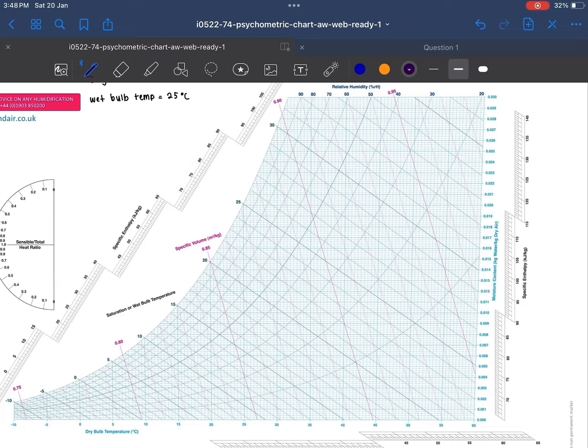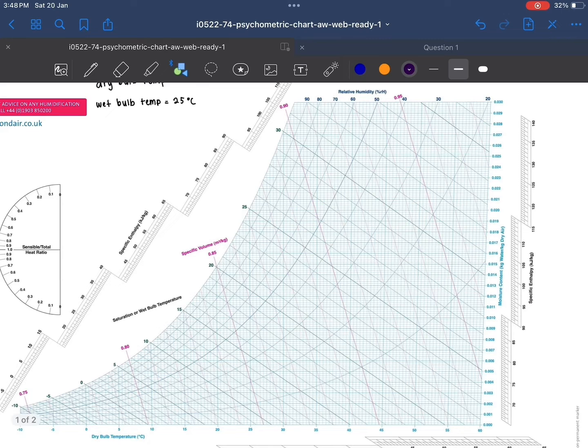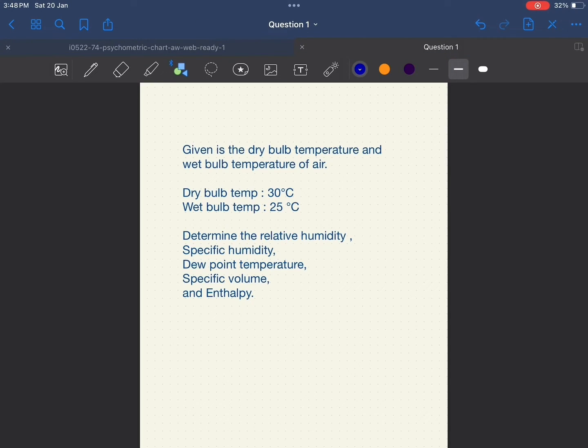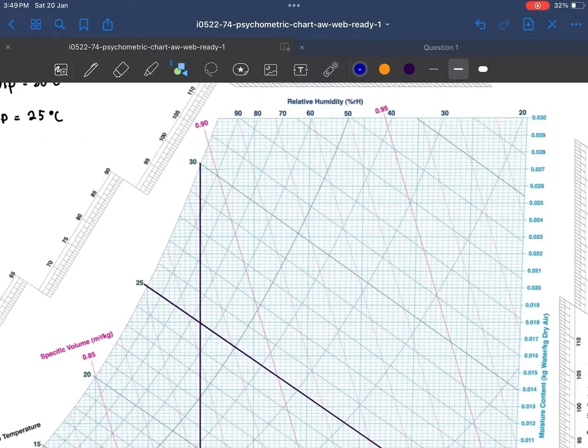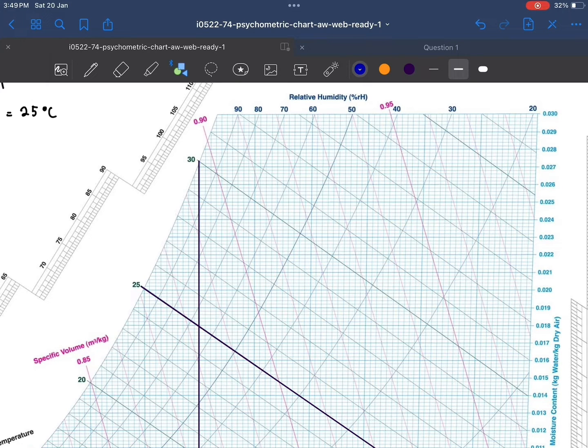So we are going to draw the lines. I'm going to draw the dry bulb temperature first, which is 30 degrees Celsius. Draw the vertical line. And then draw the line for wet bulb temperature, an oblique line at 25 degrees Celsius. At the intersection, I'm going to find the relative humidity. We have to draw a curved line from the intersection to the relative humidity parameters.